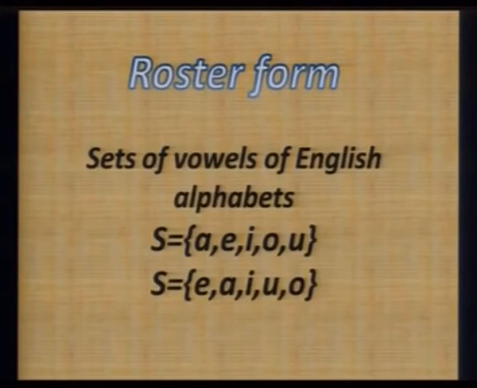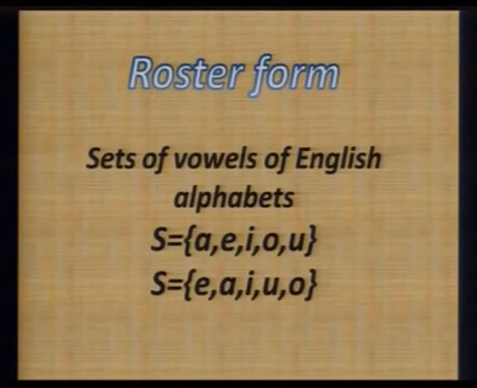Suppose we have a collection of vowels of the English alphabet. So the set of vowels of the English alphabet will be written as, the set is represented by the capital letter S, and we simply list down all the members of that collection which we want to describe. They are A, E, I, O, U. They are separated by commas, and then they are enclosed by curly brackets. This is the way we write a set, or say we describe a set, and this particular way of writing, describing, or representing a set is called roster form: simply listing down the elements, separated by commas and enclosed by curly brackets.